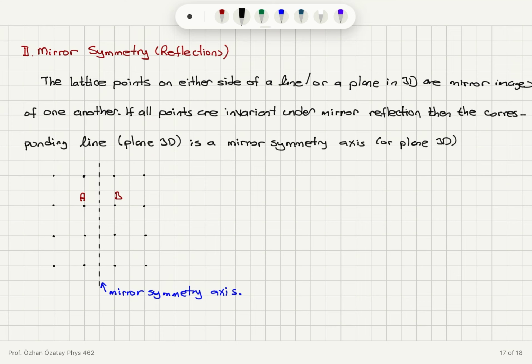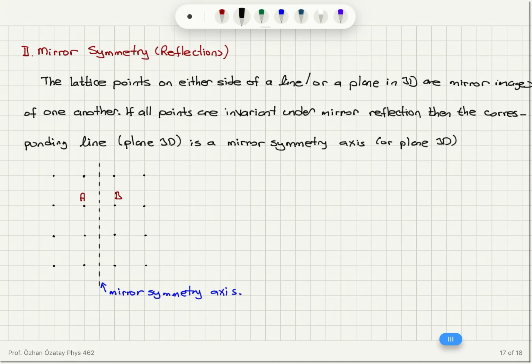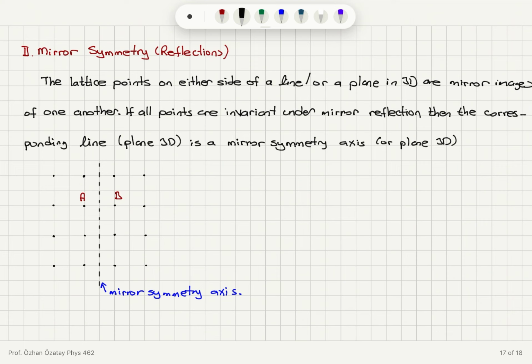Now, as for the mirror symmetry or reflections, we consider the lattice points on either side of a line, or a plane in 3 dimensions, that are mirror images of one another. So here is our square lattice. You see this imaginary line that goes in the middle between points A and B. You can see that the left hand side is the mirror image of the right hand side. So this is an axis of mirror symmetry, or mirror symmetry axis. The same thing is true for 3-dimensional lattices, but now we would say it's a mirror symmetry plane.